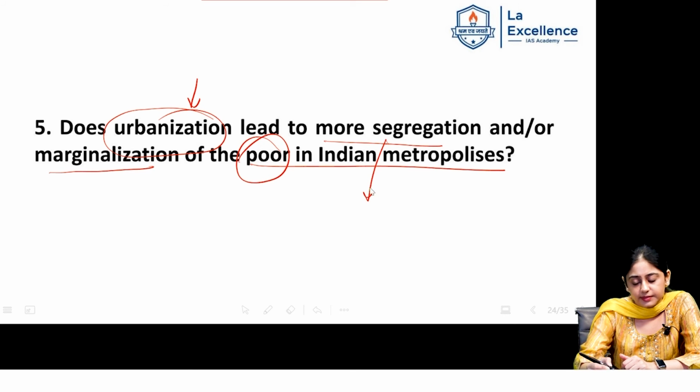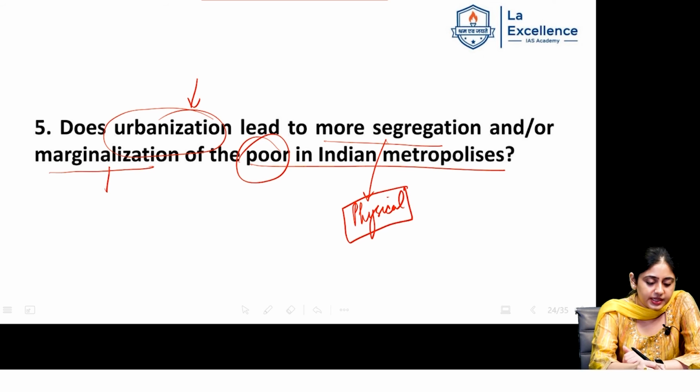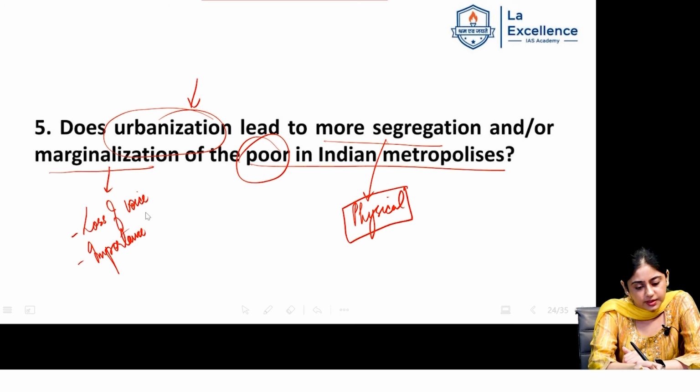So first of all, be very clear, segregation is mostly physical, right? Marginalization is when there is loss of voice, or your importance or your value is not much, right? Nobody is concerned about you. People are indifferent about you.